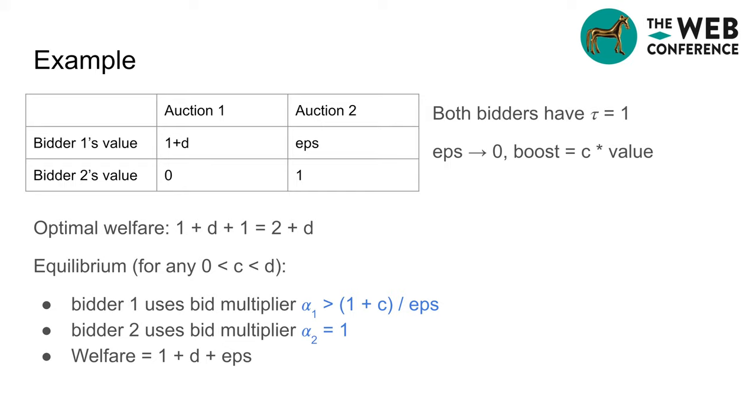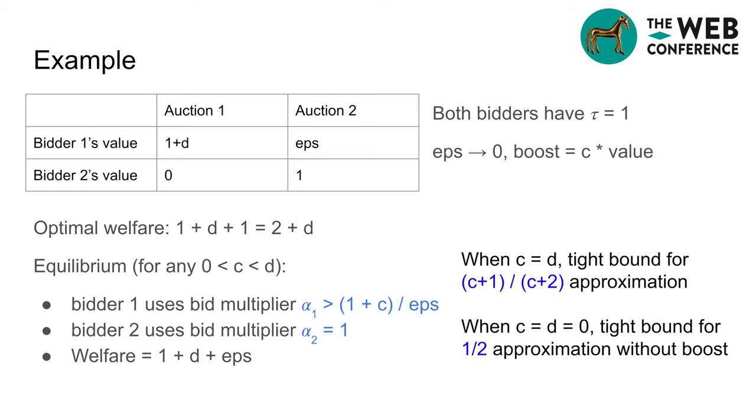And when C is between 0 and D, the following two bid multipliers actually form an equilibrium. Bidder 1 uses a bid multiplier larger than (1 plus C) divided by epsilon, and bidder 2 uses a bid multiplier equal to 1. We can verify this: bidder 1 wins all the items and does not pay more than the value he received, so the constraint is respected. And for bidder 2, if bidder 2 wants to get more items, it will need to bid at least 1 plus C, and that will result in a payment higher than the value he received. So the current bid multiplier equal to 1 is the best response for bidder 2. And in this case, the total welfare is 1 plus D plus epsilon.